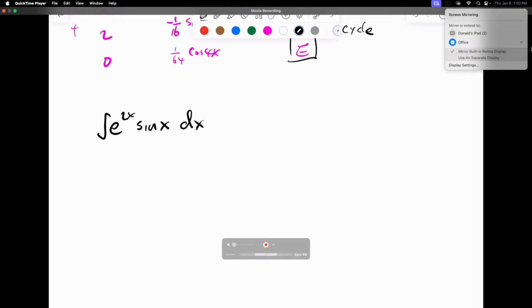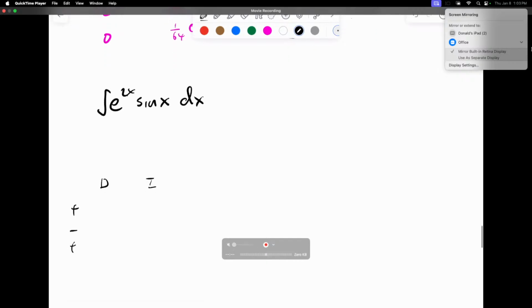All right. So now I have LIATE, but T comes before E. Therefore, I'm going to do D here, D I, and then plus, minus, plus. So D is going to be what, sine of x or e to the x? Sine of x. Now what's its derivative? That's cosine of x. And what's the derivative of cosine of x? It's negative sine of x. And minus, what's the derivative of negative sine of x? Negative cosine of x. Thank you.